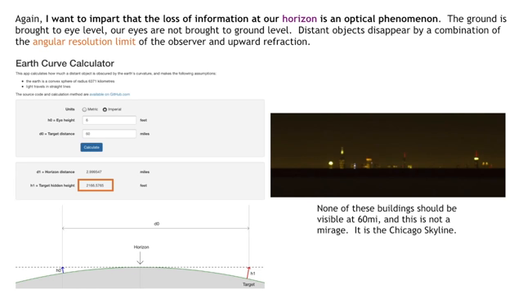You have, at a 6-foot observer height and a 60-mile distance, you must have a hidden height of 2,166 feet. And none of these buildings should be visible. This is not a mirage. That is the Chicago skyline.